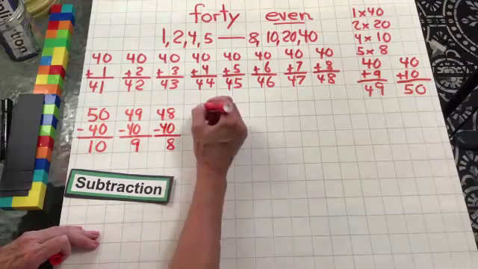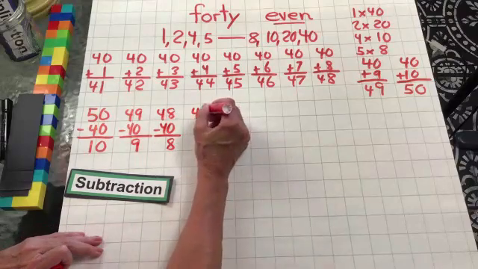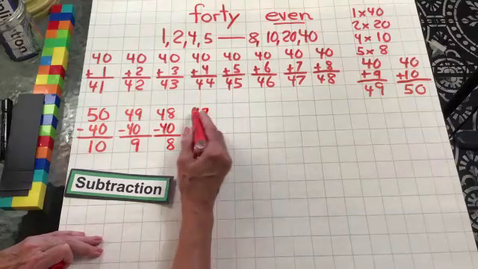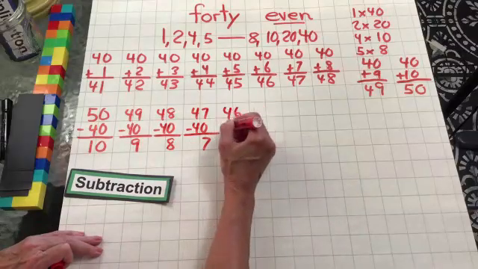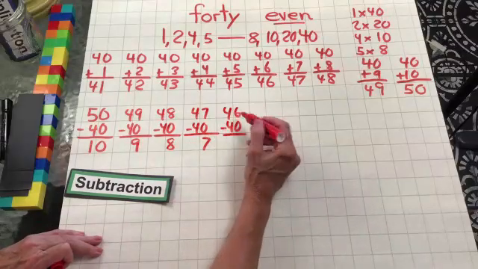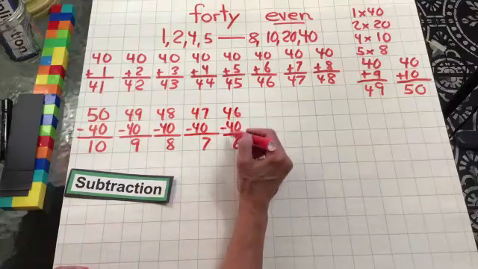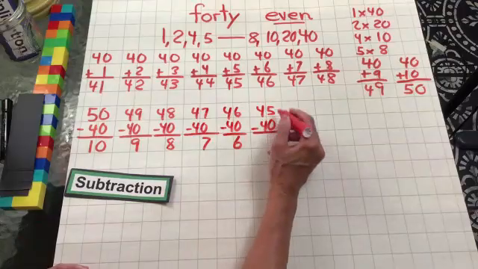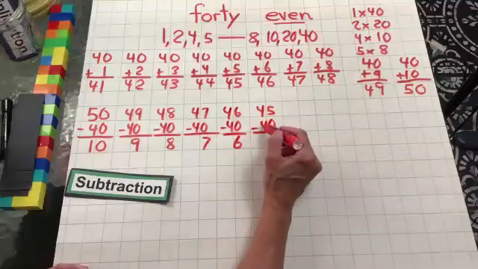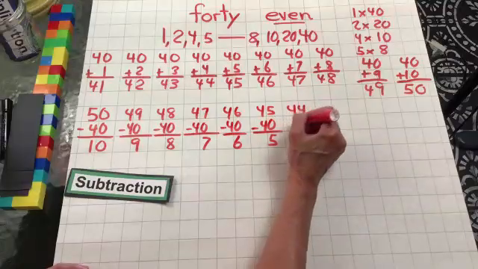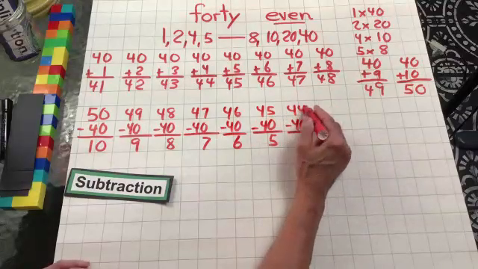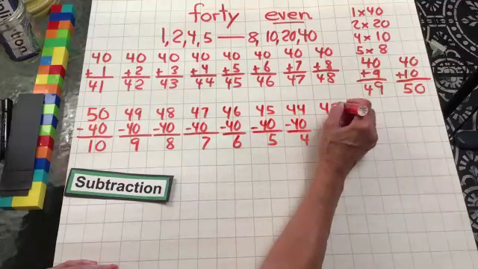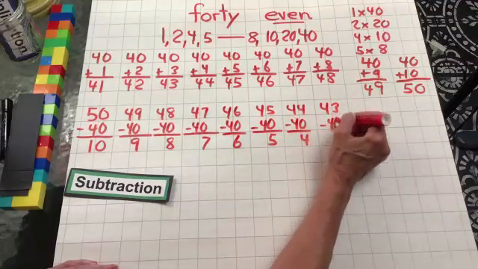4 minus 4 is nothing. 47 minus 40. 7 minus 0 is 7. 4 minus 4 is nothing. 46 minus 40. 6 minus 0 is 6. 4 minus 4 is nothing. 45 minus 40. 5 minus 0 is 5. 4 minus 4, nothing. 44 minus 40. 4 minus 0 is 4. 4 minus 4, nothing. 43 minus 40.